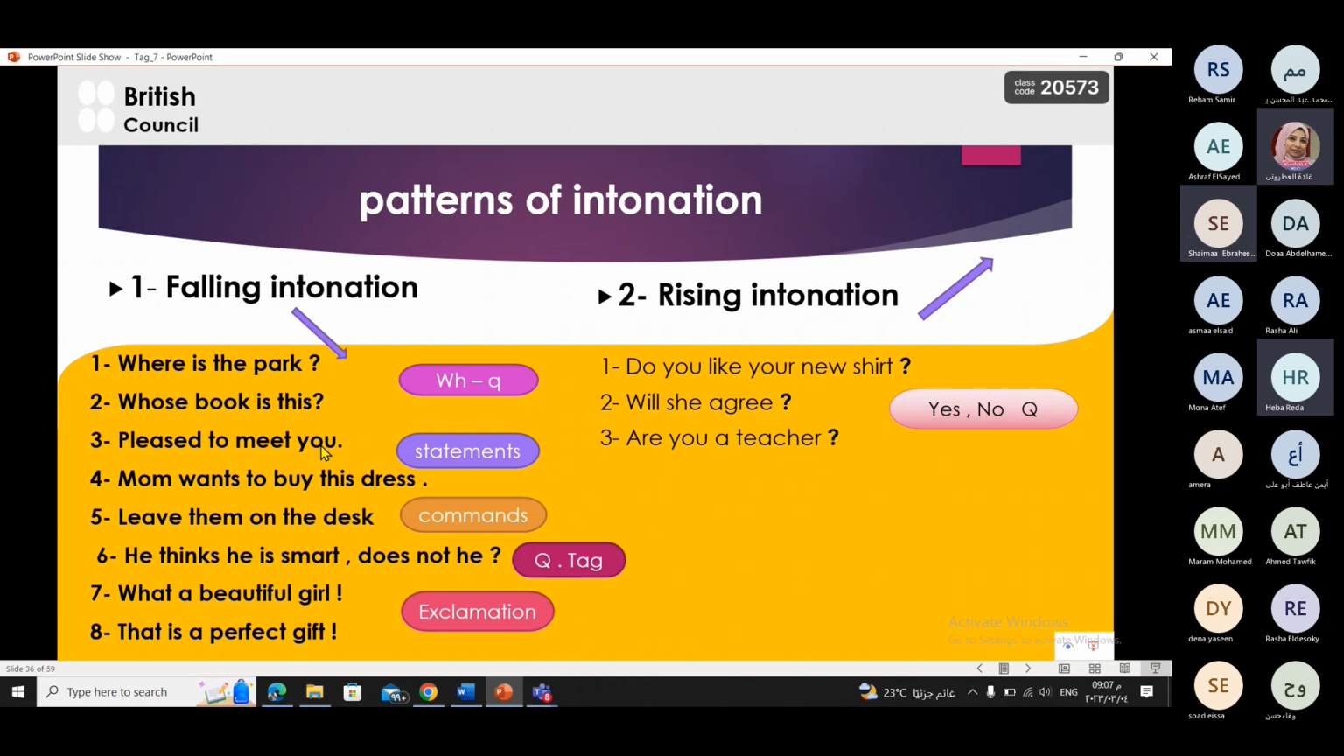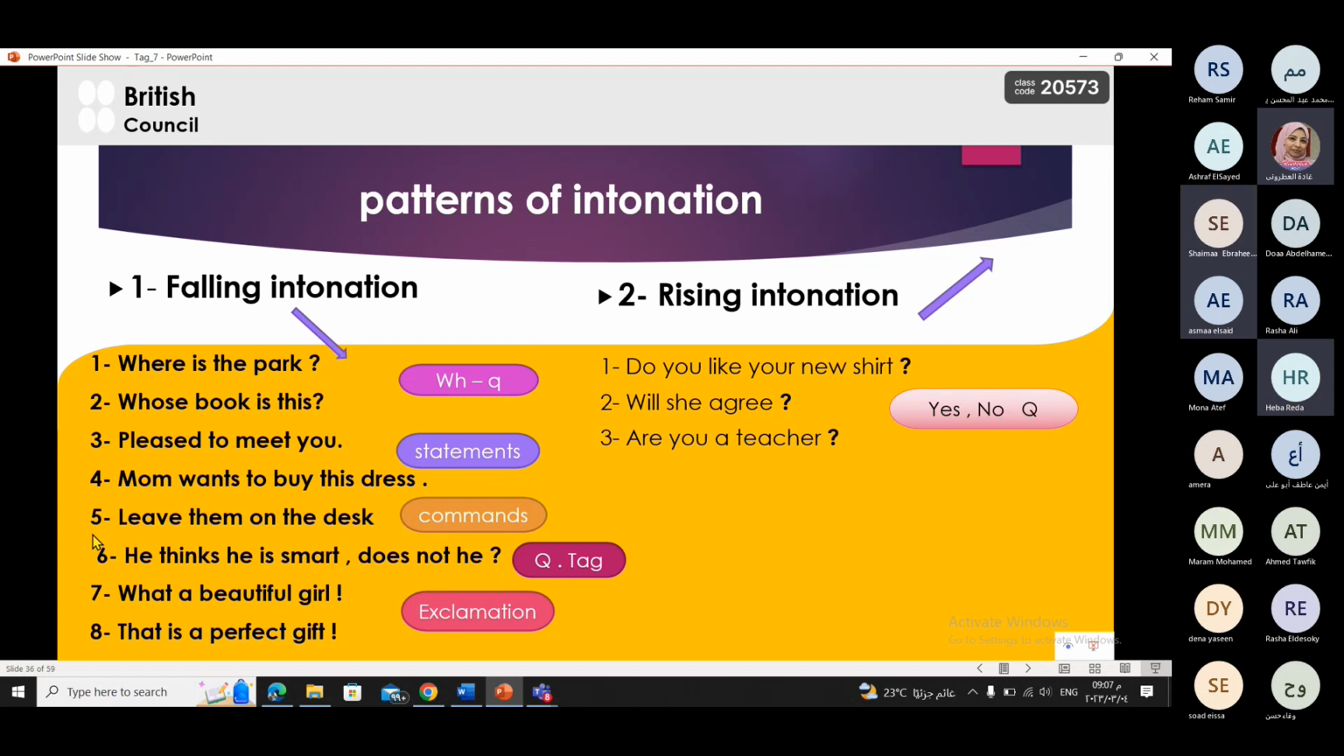Pleased to meet you. Pleased to meet you. Right, so it falls. The intonation is falling. Mom wants to buy this dress. My mom wants to buy this dress. Okay.